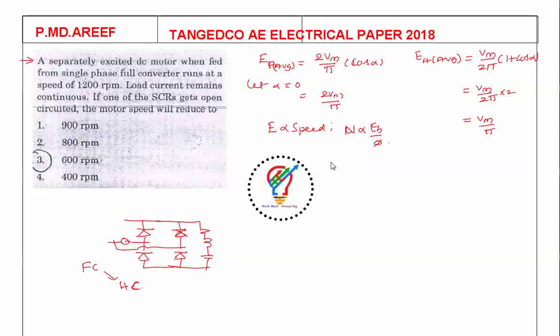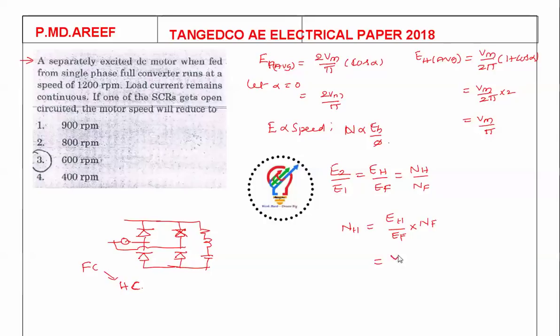So from this we can write E2 by E1, where E2 is the EMF with half wave divided by the EMF with full wave, is equal to the speed with half wave divided by the speed with full wave conditions. So we need the speed with half wave. N_H is equal to EMF with half wave divided by EMF with full wave, into speed with full wave. So what is the E_H?